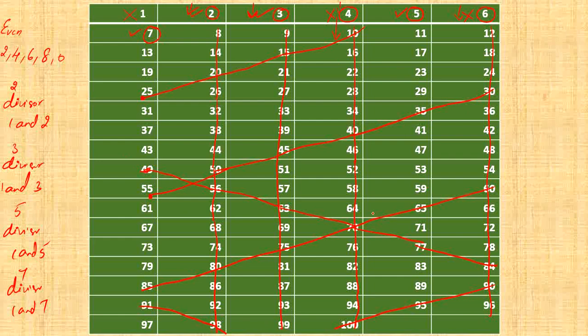So the numbers which are left out from all this strikeout, those are the prime numbers from 1 to 100.